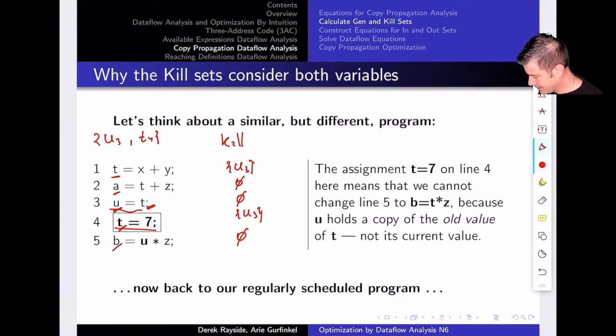So we have two copies, this one and this one. An assignment to T will kill this copy, and no assignment will kill this copy. Because T always equals 7, anywhere we use T from this point, we can plug in 7. So 7 is 7, it never changes.